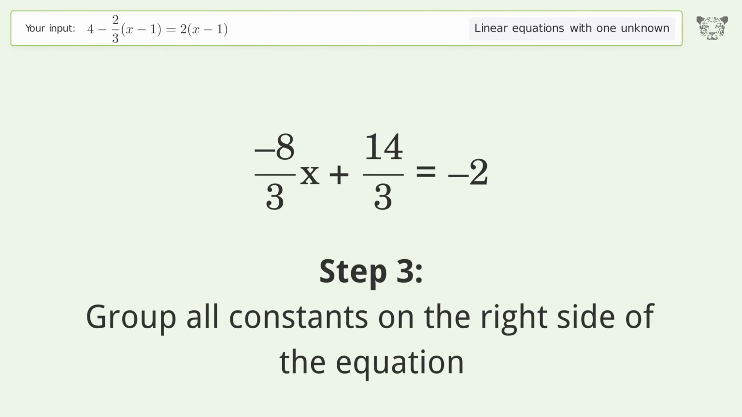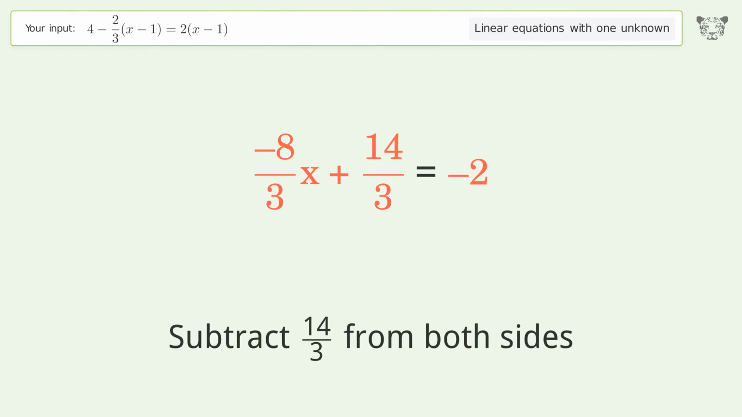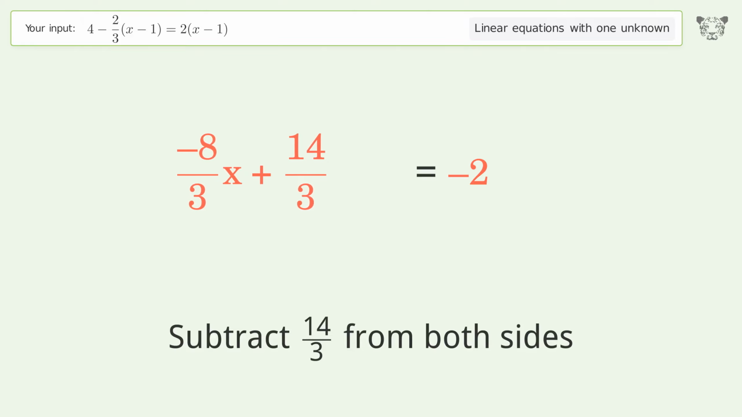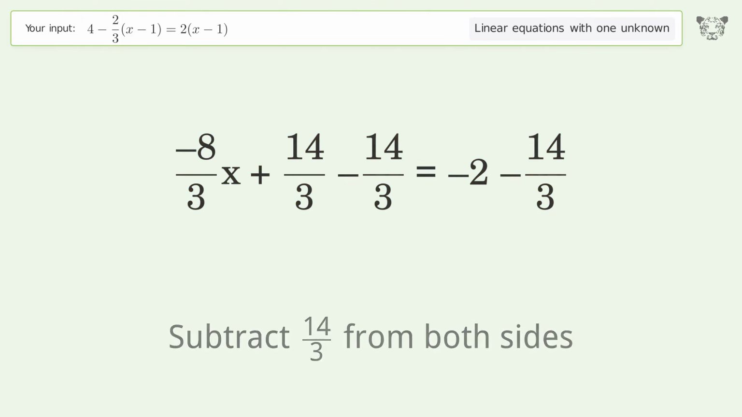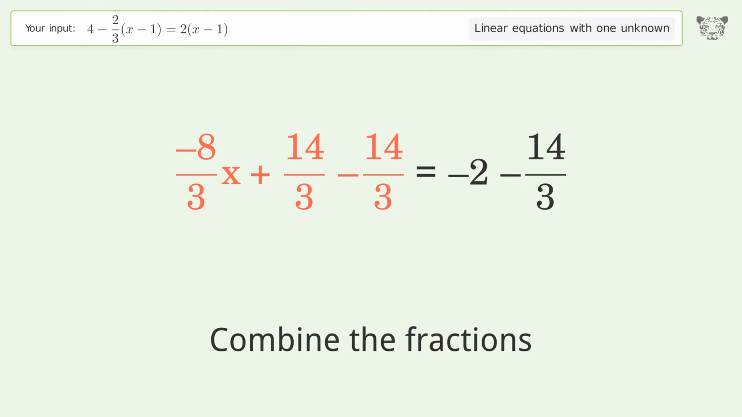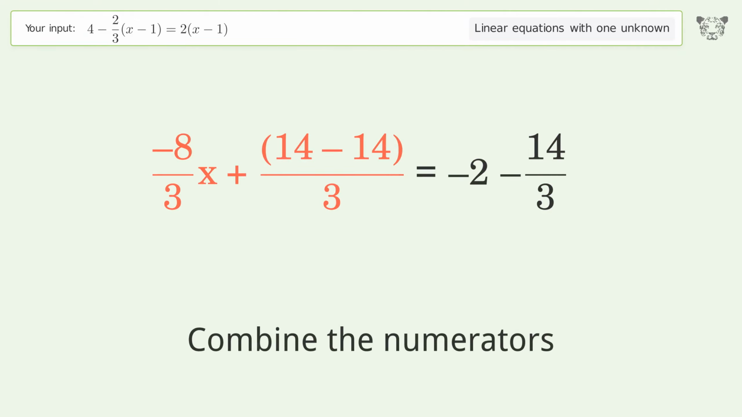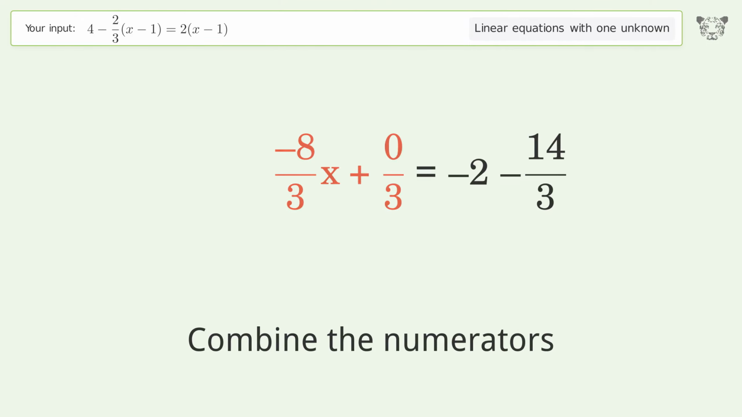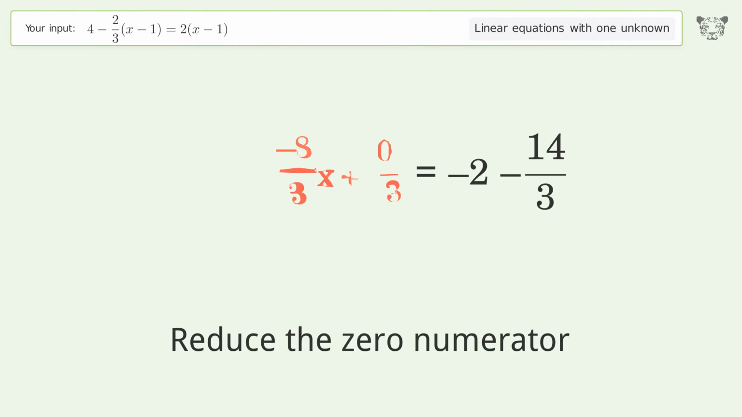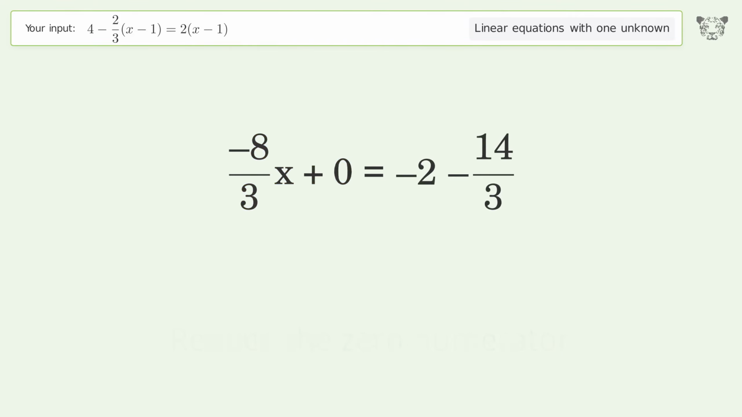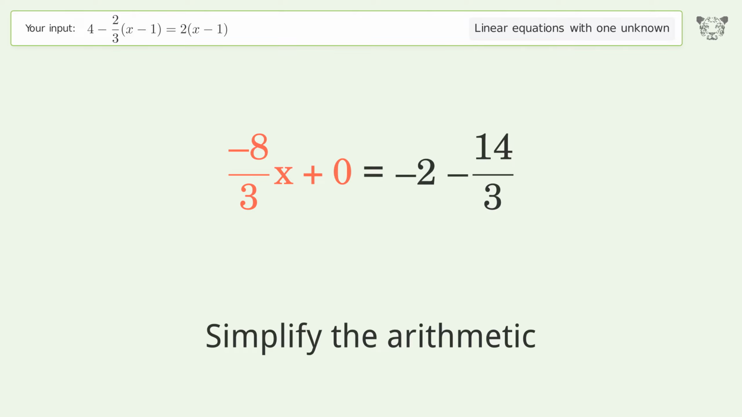Group all constants on the right side of the equation. Subtract 14/3 from both sides. Combine the fractions. Combine the numerators. Reduce the zero numerator. Simplify the arithmetic.